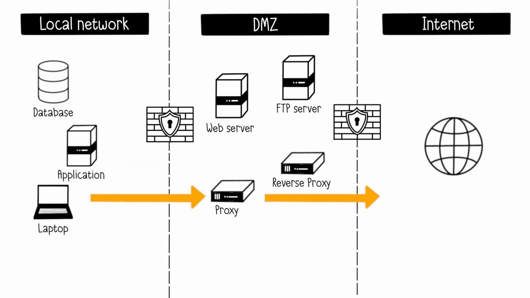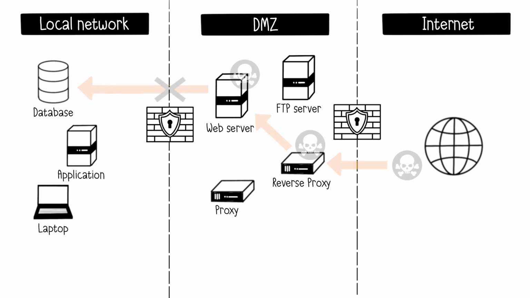From my local network, if I want to access a web page, my request will pass through the proxy, which will then transmit the request to the server on the Internet. In terms of security, this also means that in the event of compromise of a service in the DMZ, the intruder will only have access to the machines in the DMZ and not the local network.